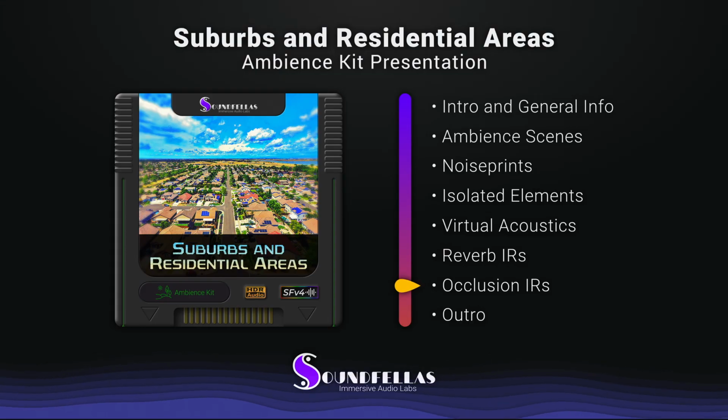Next, we have the occlusion impulse responses. You can use those with convolution to simulate sound transmission through various materials taken from the era and location of this library's theme. Here is a demo of an ambience loop filtered through some of the occlusion impulse responses included in this library. First, let's hear the dry sample.